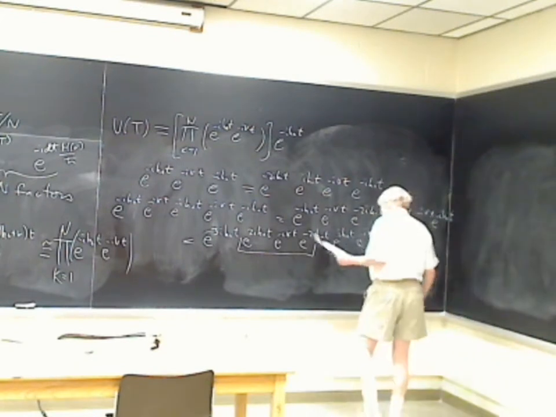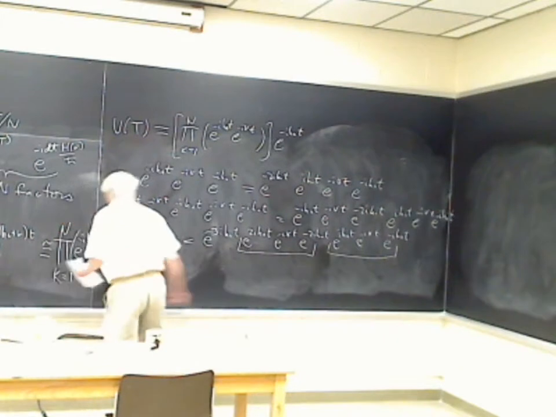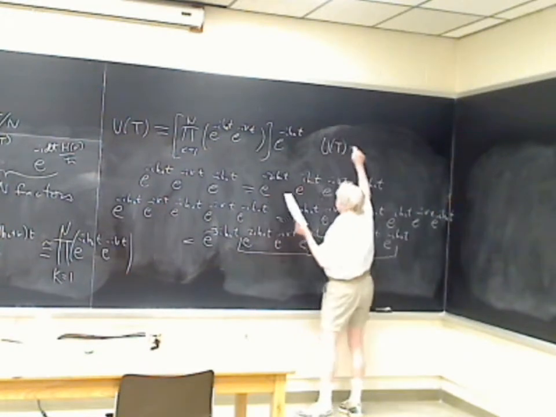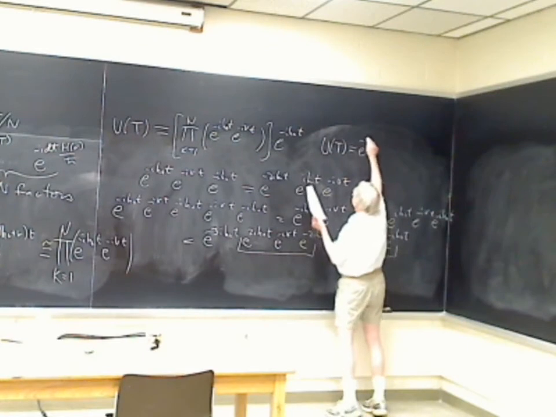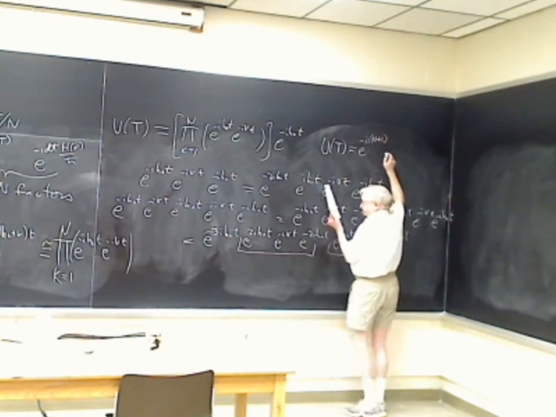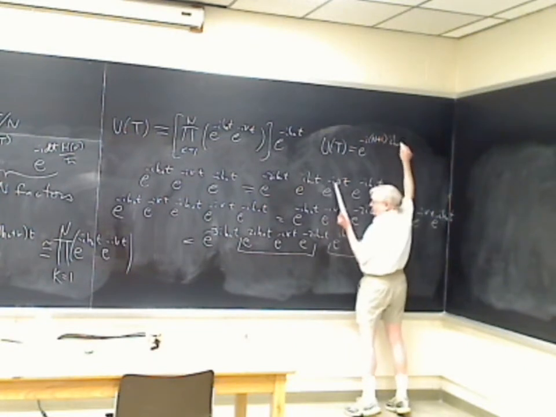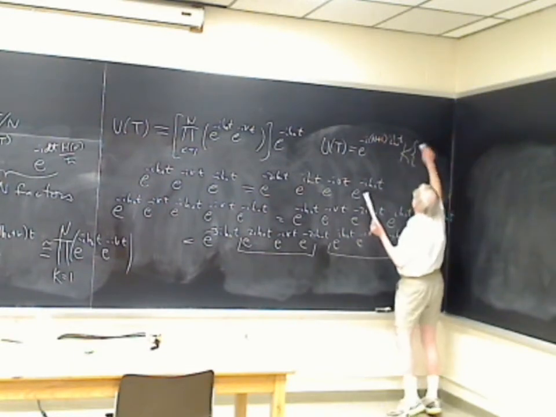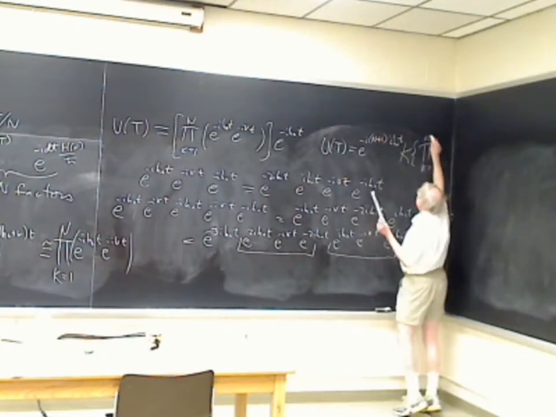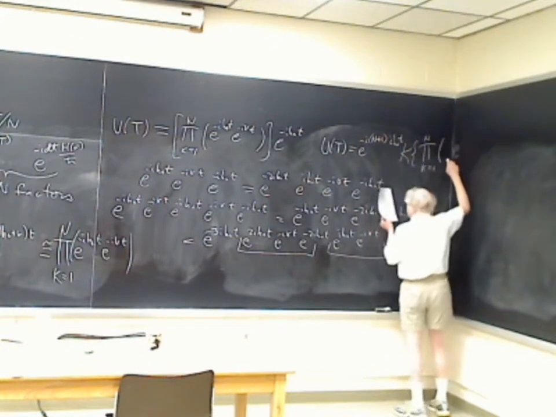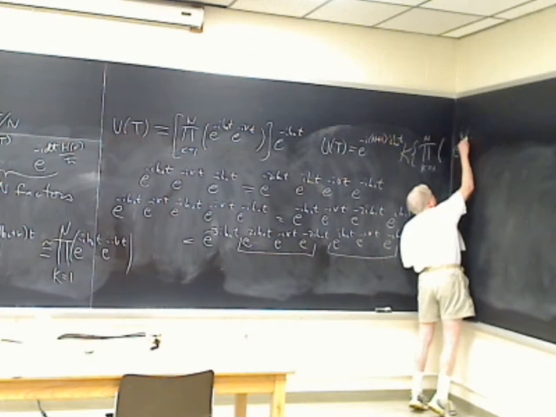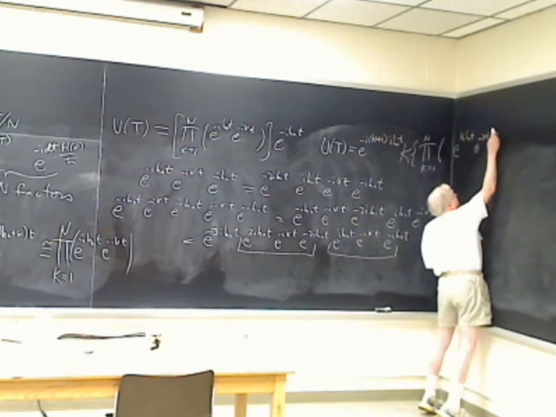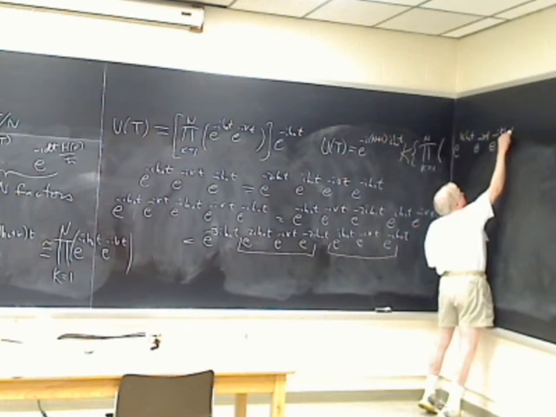Eventually what you get is that this U of t becomes e^(-i(N+1)H0 t), a k-ordered product, and I mean here k equals 1 to N, of e^(ikH0 t) e^(-iVt) e^(-ikH0 t).